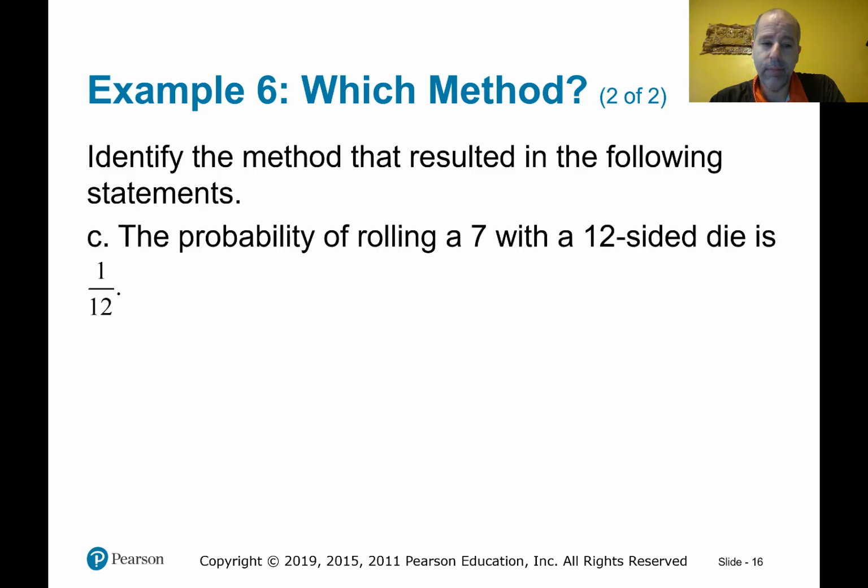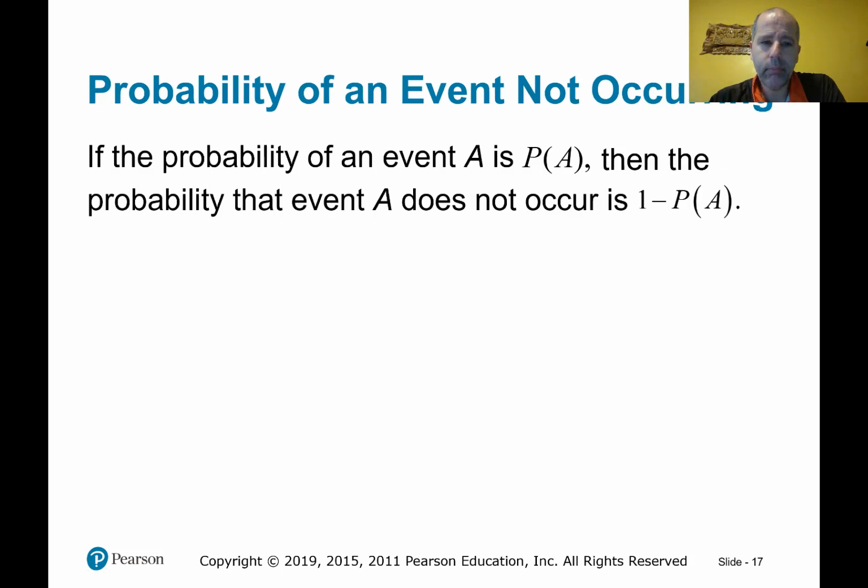And then C, the probability of rolling a 7 with a 12-sided die. Well, how many 7s are there? There's only one 7. How many possible outcomes are there? 12. So this is using theoretical probability. Because we're rolling a die, and we're assuming it's a fair die, so each side is equally likely to come up. And so this is using theoretical probability.